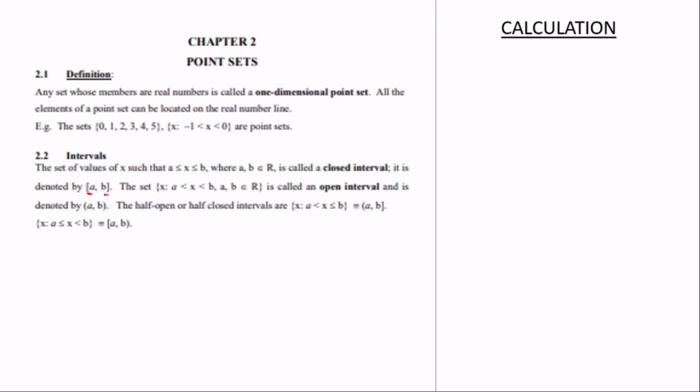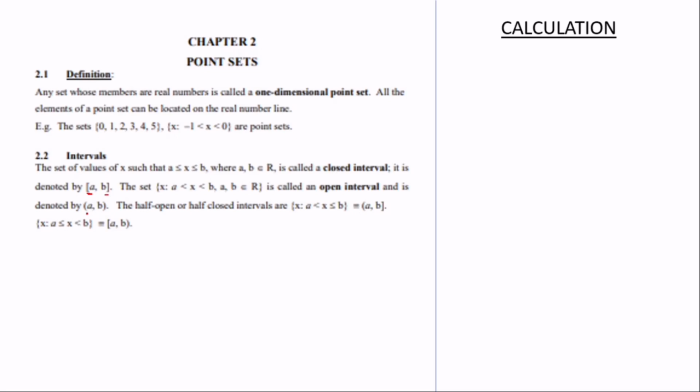What does it mean? It means that the interval doesn't exceed a and b. See, this is x greater than or equal to a, so a is inclusive and b is inclusive, right? But with the open interval, a is not inclusive and b is not inclusive. Therefore with that one we use parentheses for those sets. So that's the difference between the closed interval and the open interval.